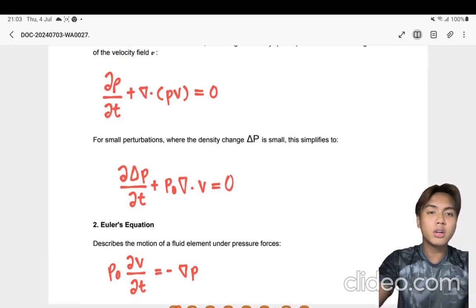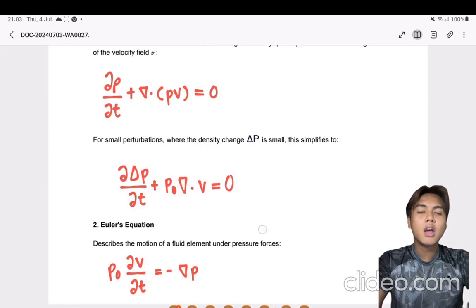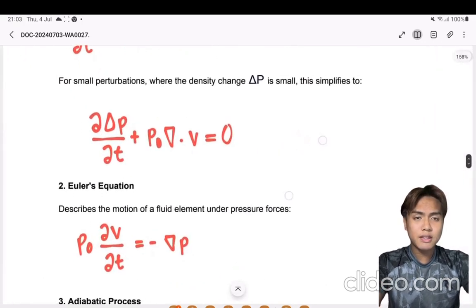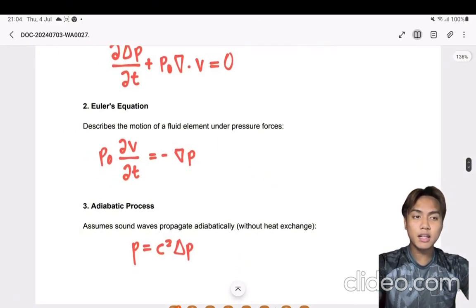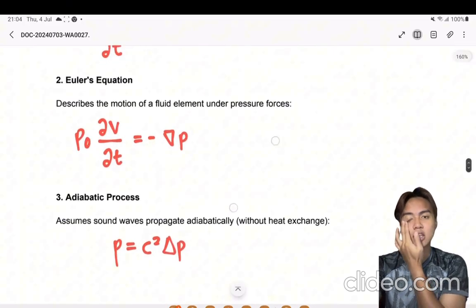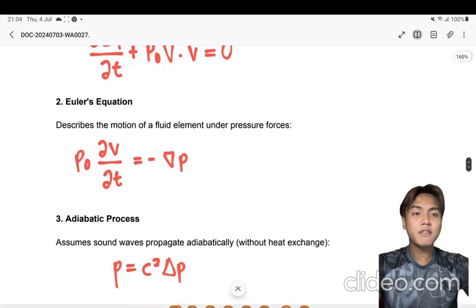And also for the adiabatic process, in this one we assume sound waves propagate adiabatically without heat exchange. And the equation is given like this.